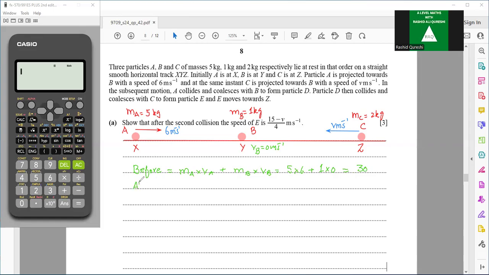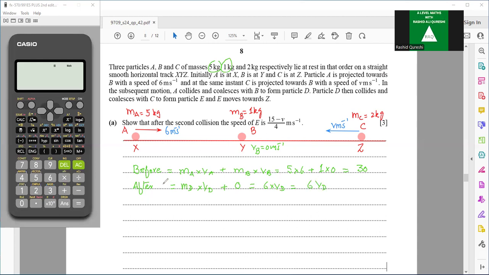Now, after collision, what should be the total momentum? After collision, both particles combine with each other and we have the new particle D. The momentum is the mass of D multiplied by the velocity of D. The mass of D is the sum of both masses, the mass of A plus the mass of B, that is 5 plus 1, which becomes 6 kilograms, and its velocity is VD meters per second. That will be 6 times VD.